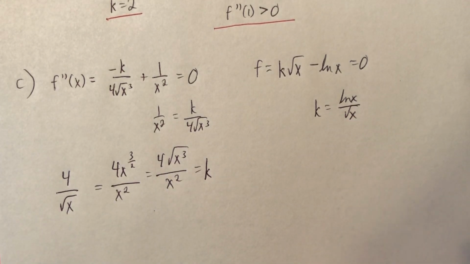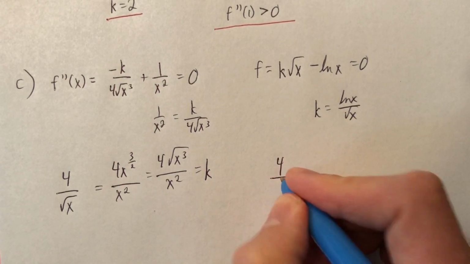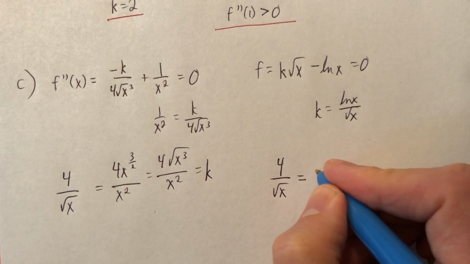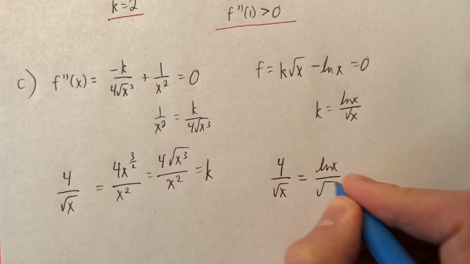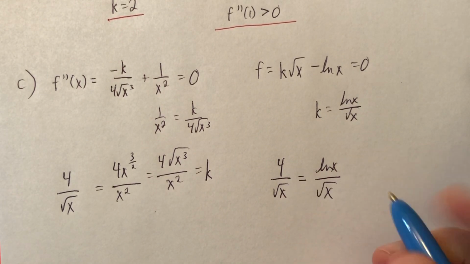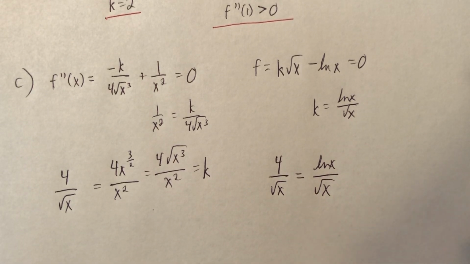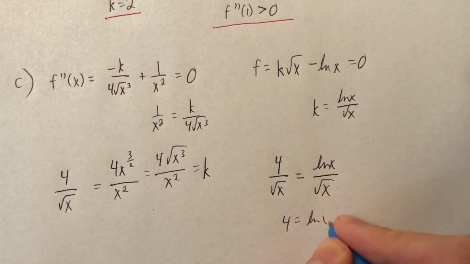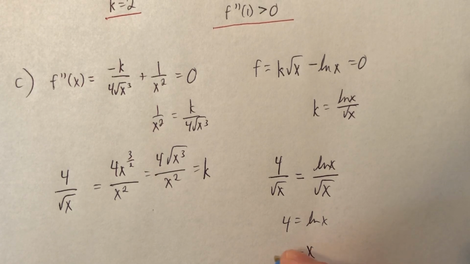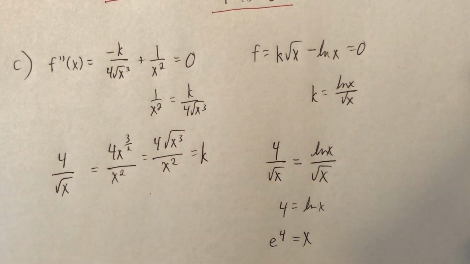So let's set them equal to each other. Now things get pretty simple. 4 over square root of x is equal to the natural log of x over square root of x. And we can multiply by the square root of x. We can do that because we're not dividing by 0. So 4 equals natural log of x. So x is equal to e to the 4th. Okay, great. That doesn't tell me what k is, but I'm very close now.